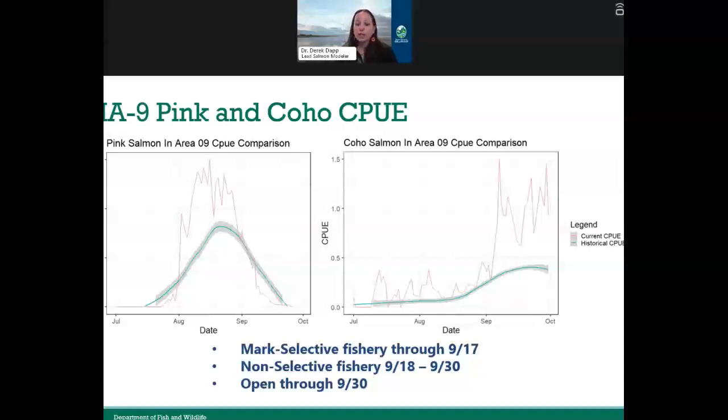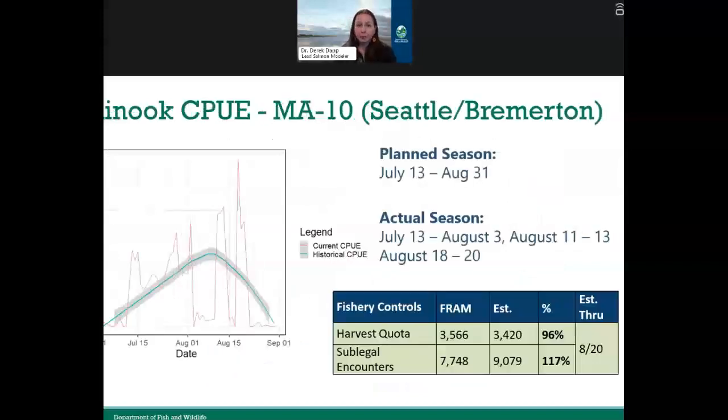For coho fisheries, this was mark selective for most of the season while Chinook retention was open and then through the beginning part of September. And it did become non-selective for the end half of September from the 18th through the 30th. And then it closed down after the 30th of September as was planned. So if we move to the next slide, we're going to keep walking our way down through Puget Sound.